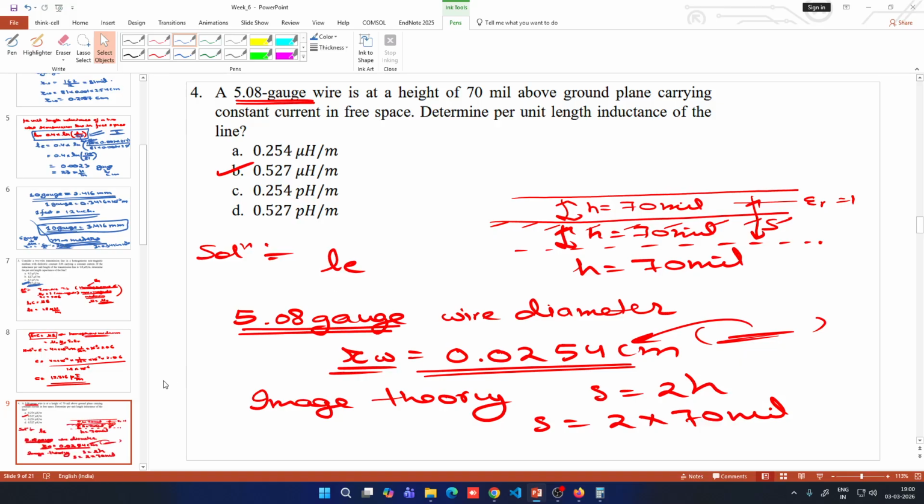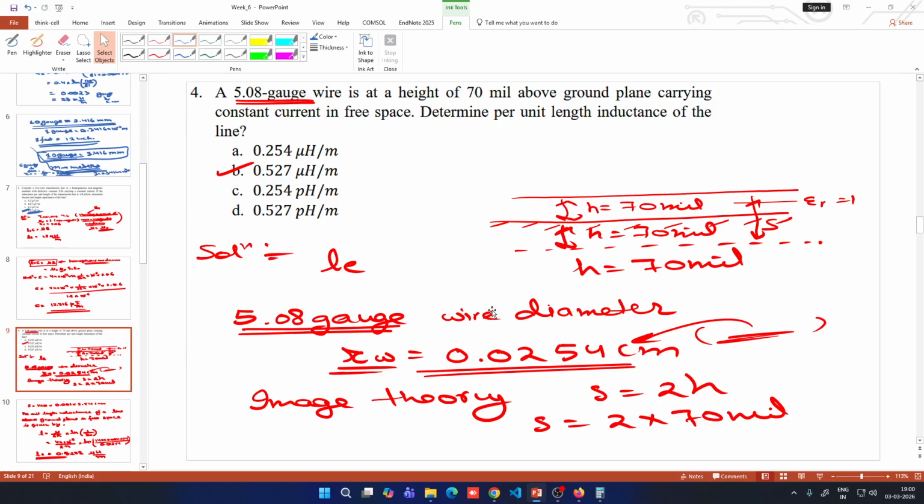So I hope this formula is at least clear, except for the issue with this 5.08 gauge, what it will be in centimeters. This I will clarify, I will figure out what it is by the next session.